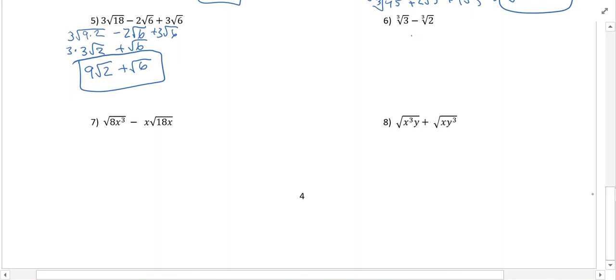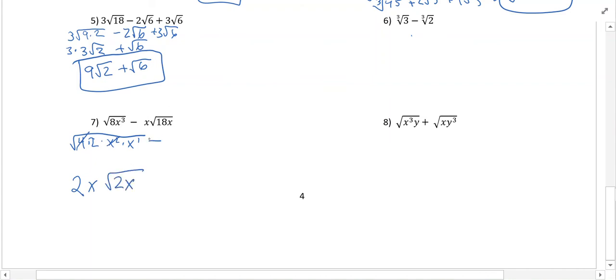All right, for the next one, again, you want to simplify first and then see if you have like radicals. So let's go ahead and simplify here. So we have the square root of 8 times x cubed. So remember, you want to break it up into perfect square factors. So 8 is 4 times 2. And x cubed I can break up into x squared times x to the first. So then when I simplify that, the square root of 4 is 2. The square root of x squared is going to leave me with x. And then I'm left with rad 2x here.